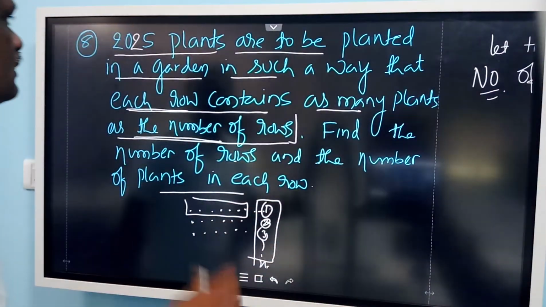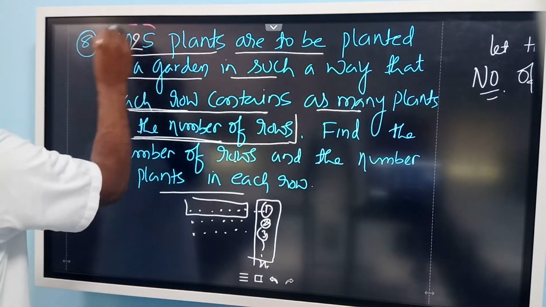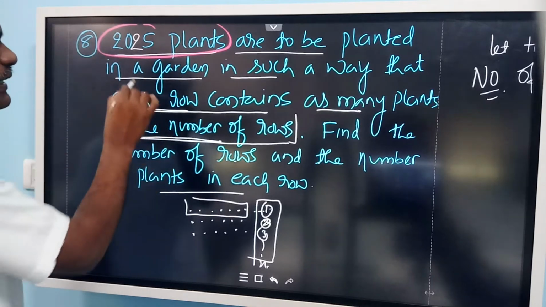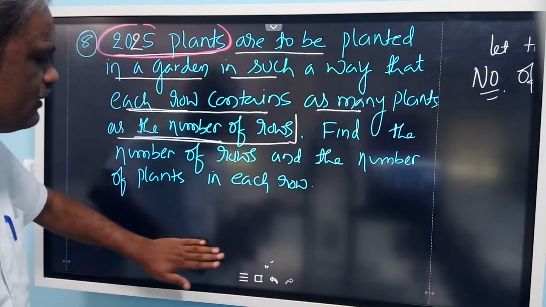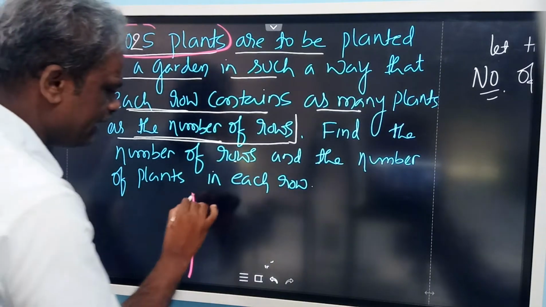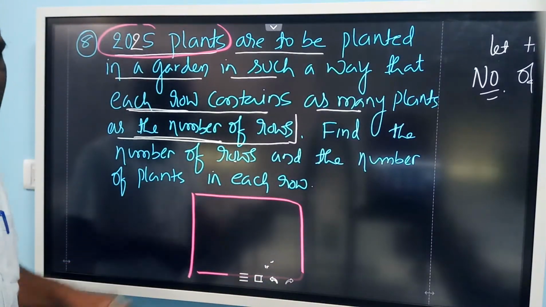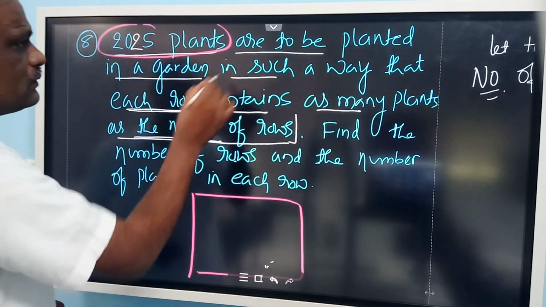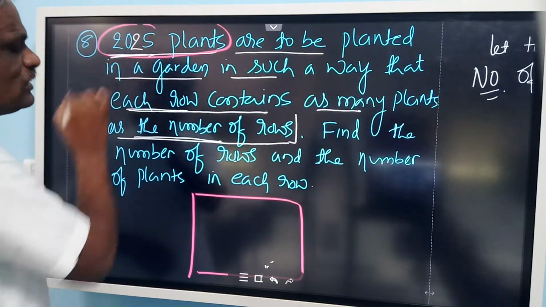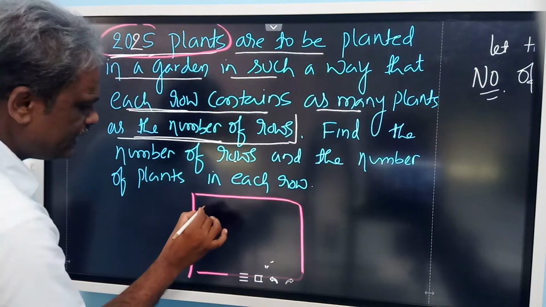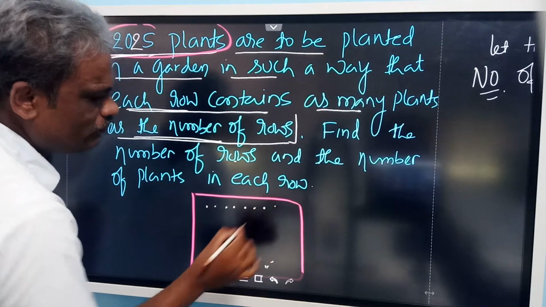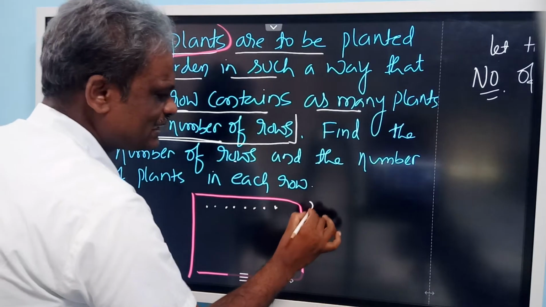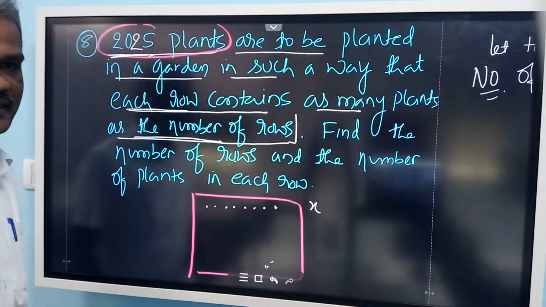Listen here. There are 2025 plants to be planted in a garden. In a garden they want to plant 2025 plants. If there is a garden like this, they want to plant plants here, and the number of plants given is 2025. In each row there will be some plants. We have taken that as X plants. In each row X plants.